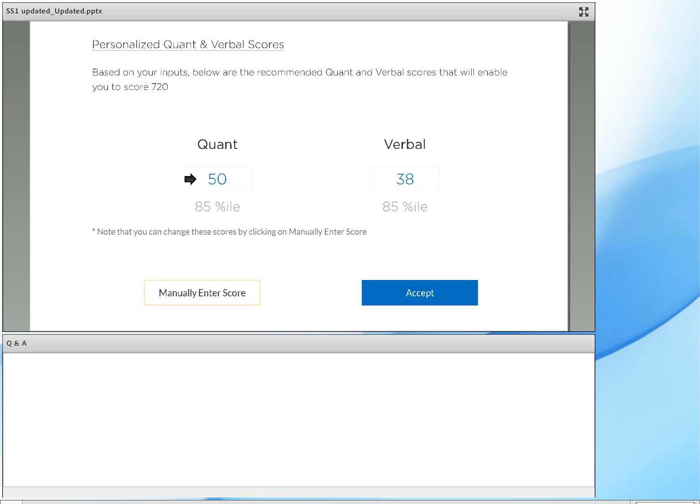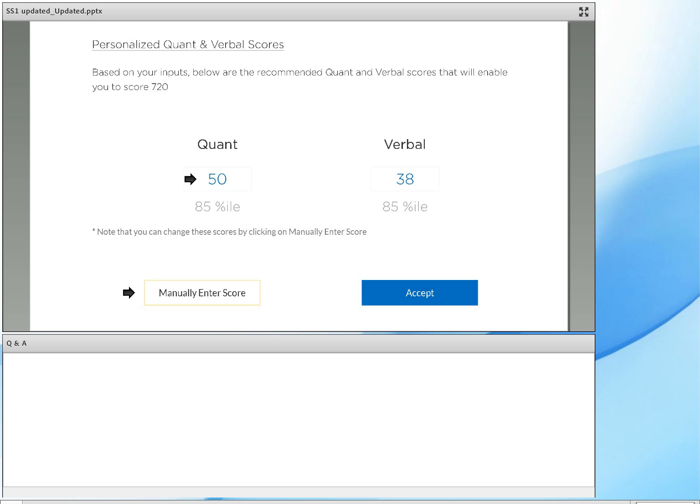Now, it's an excellent recommendation given the starting point, but if you don't like this, you can always change that as well. And as you change the quant score, it automatically adjusts the verbal score so that you always get to that 720 score.